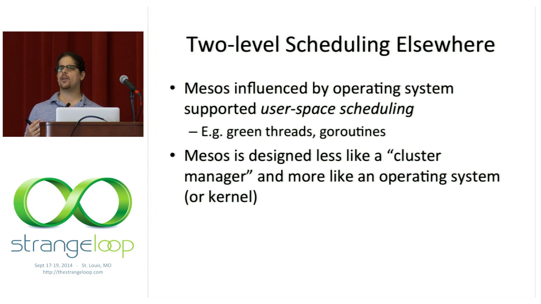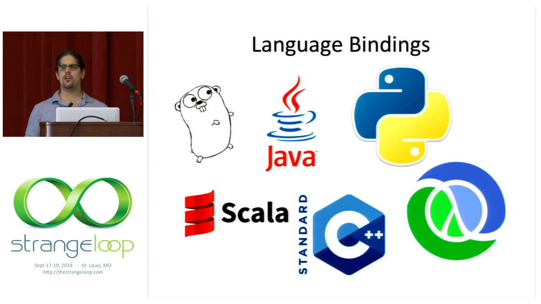So this is just another way in which Mesos is less like a traditional cluster manager and more like an operating system kernel. Now that you know about the architecture of Mesos and how you can program against it, there are a lot of options. You can write frameworks in Go, Java, Python, Scala, C, C++, and Clojure. All of these languages have production frameworks running today. I actually wrote the Clojure binding, and that's what we use at 2 Sigma.